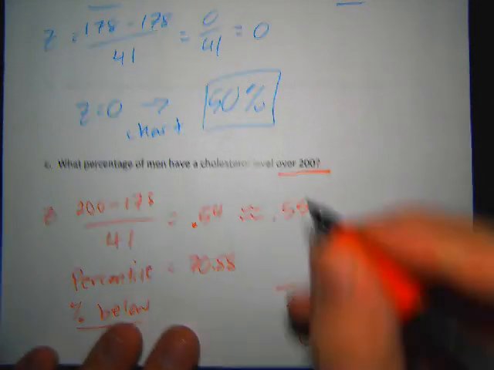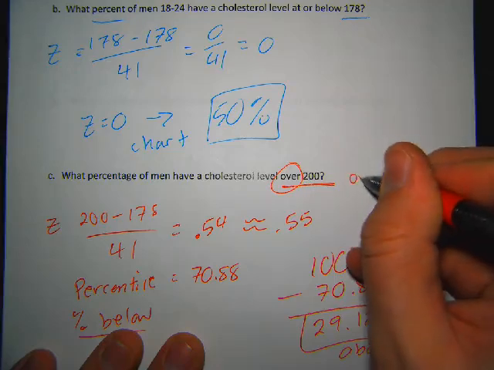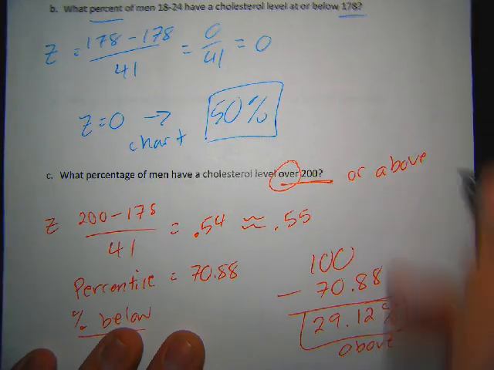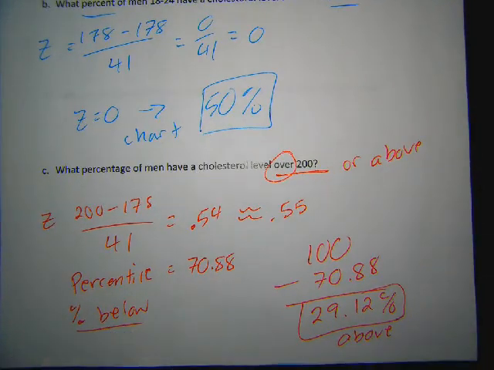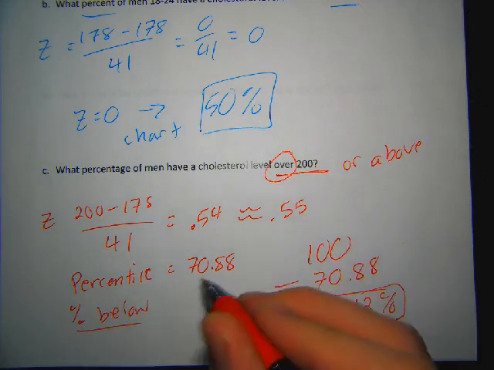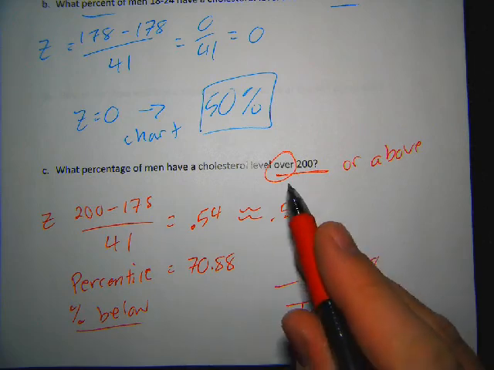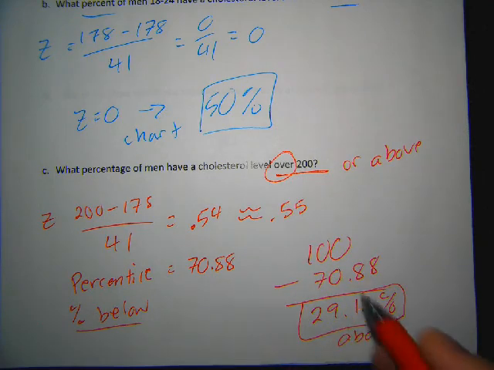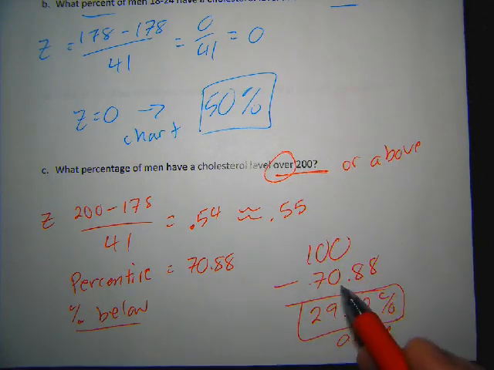So be careful. Whenever someone says over or above, that's when you have to do subtraction. The semester project that you're going to be doing for statistics, we're going to be doing a statistical study of M&Ms. You will possibly have this situation where you're trying to find a percentile. And if you need to find percent below, you just do that, you're done. But if you need to find percent above, then you have to do the subtraction. Because again, you always find percentile from the chart, and then you subtract to get the percent above.